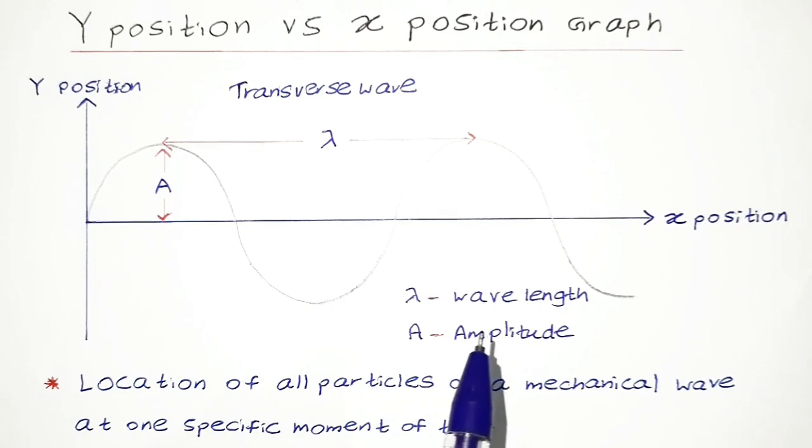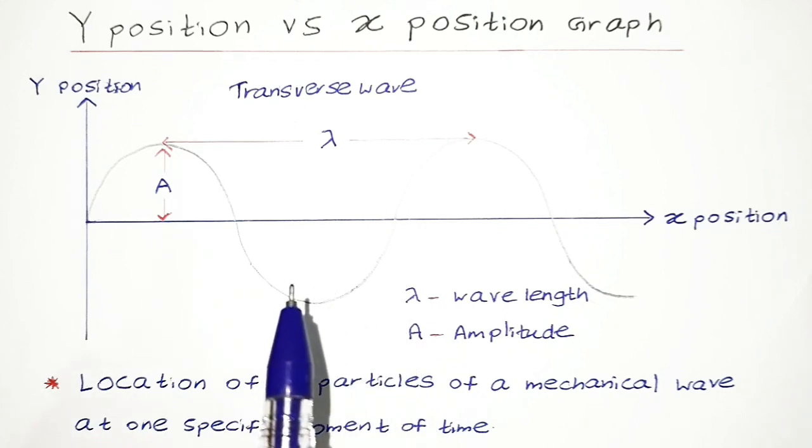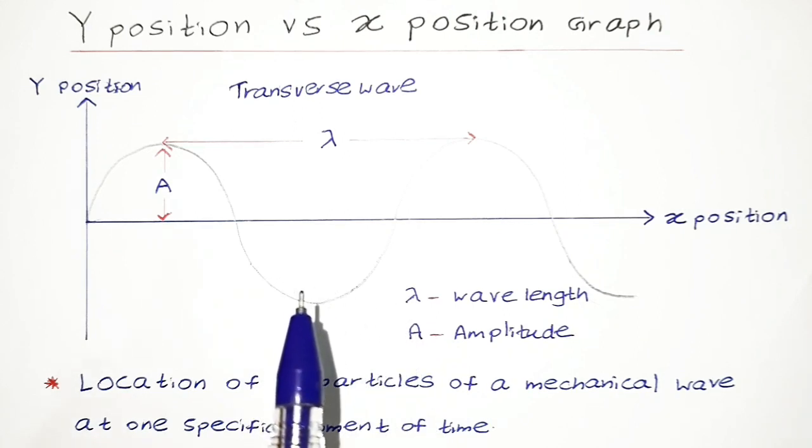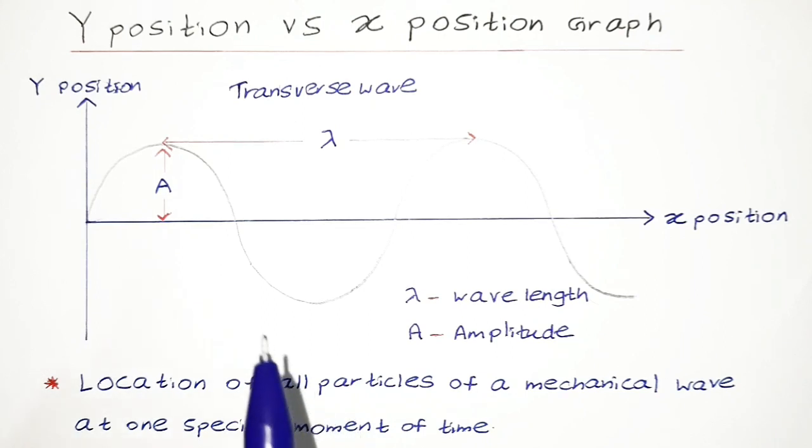Now we have a new term, which is the wavelength. This particular sine curve of the transverse mechanical wave is like a snapshot, which means the location of all particles of the mechanical wave at one specific moment, which means we have one particular snapshot or an image taken from the transverse wave at one particular moment.